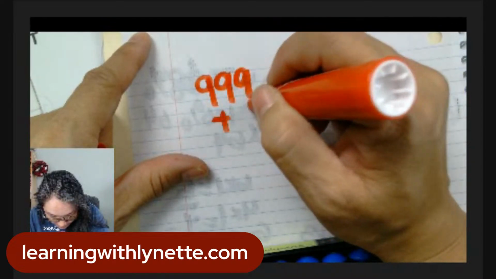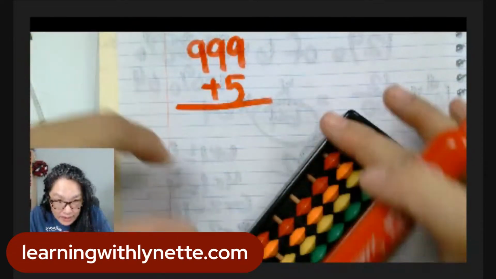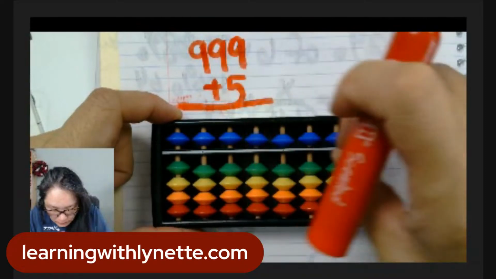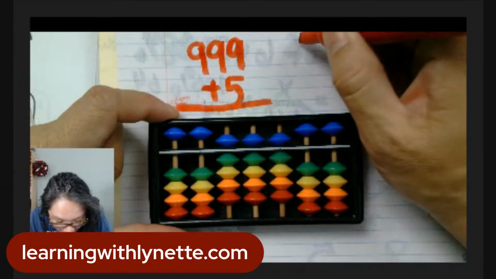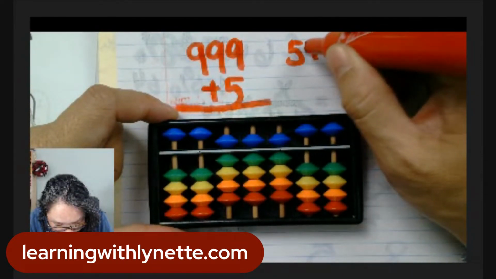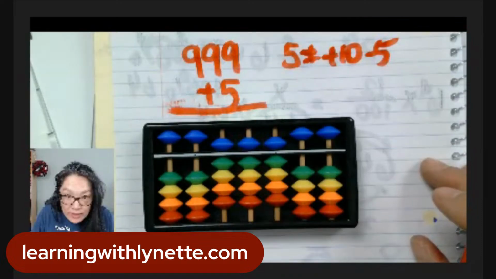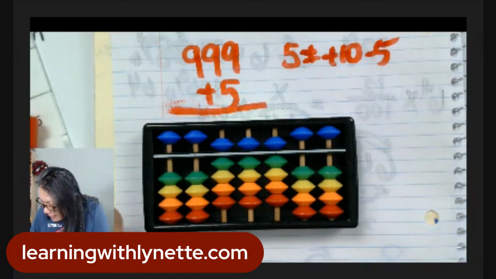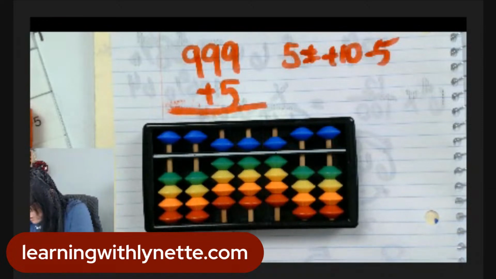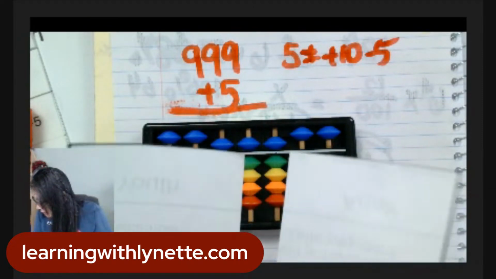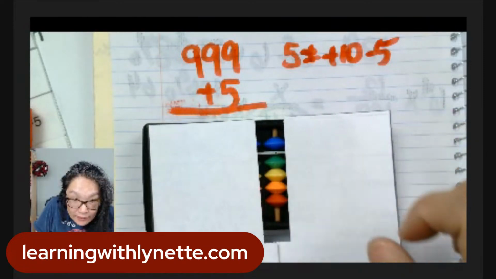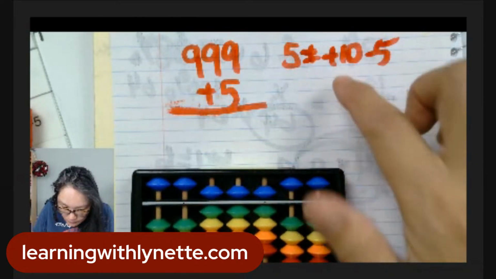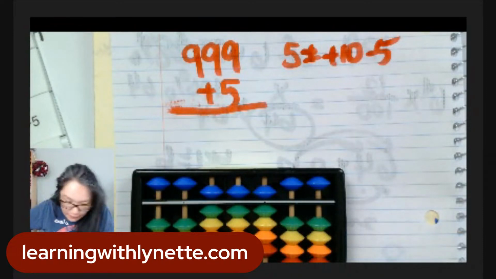99 plus 5, right? This is easy. Why? Because we have 999, right? We're going to add the 5. The plus 5 is equal to plus the 10 minus the 5. So now what are we going to do? Well, I like to make sure that we understand. I want to add the 5, but I don't have enough beads to add the 5. So what do we do? I have this formula: minus the 5 plus the 10.